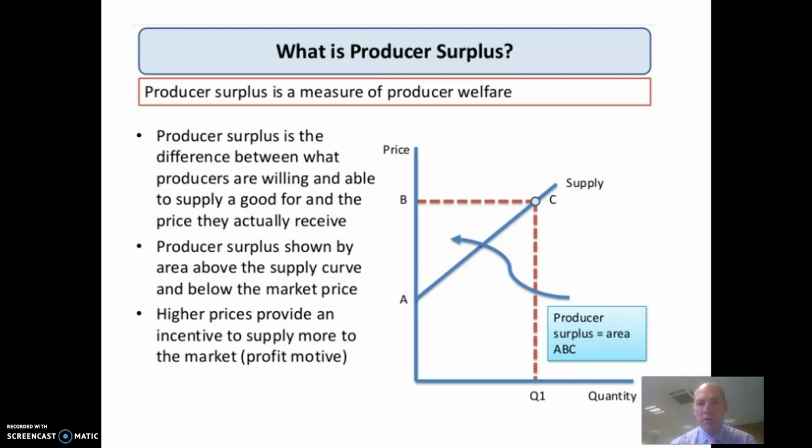Okay, in terms of producer surplus, what do we mean by producer surplus? Please make sure that you're highlighting. Let me just change colors here again, back to yellow. Producer surplus is the difference between what producers are willing and able to supply a good for and the price they receive. So it's the area underneath the price and above the supply curve. So above what they're able and willing to supply for, the difference between that and the market price. So it's this area here, A, B, C.